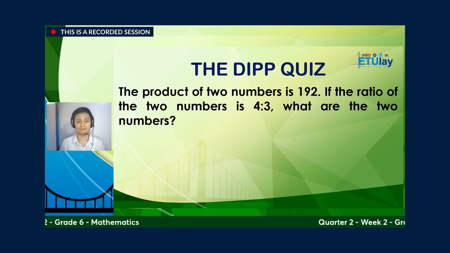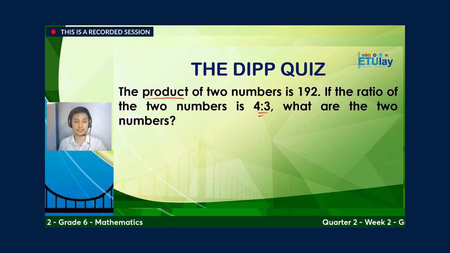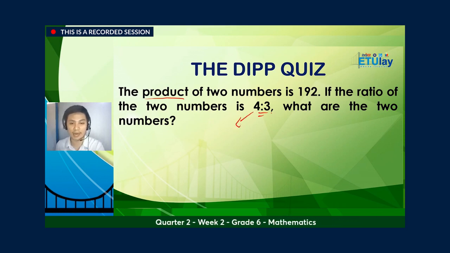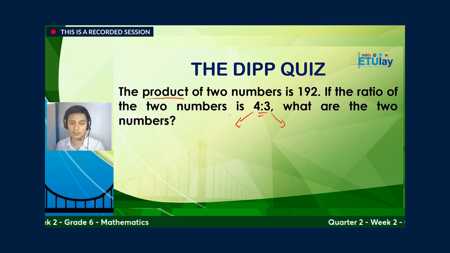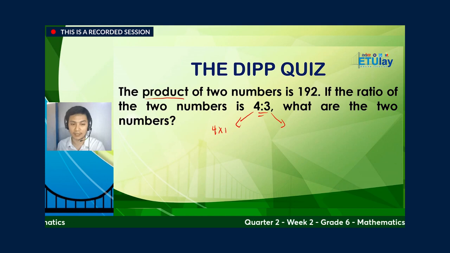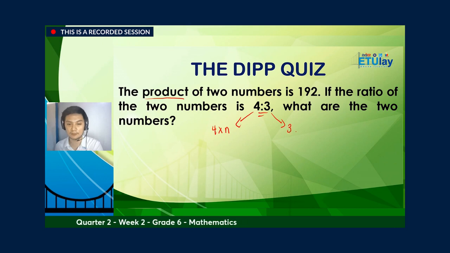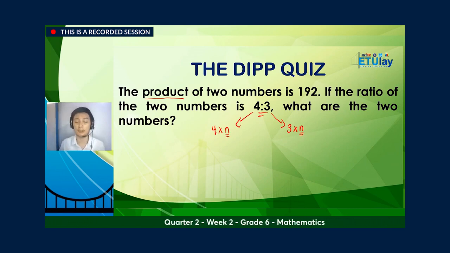Huling problem na. The product of two numbers is 192. Ayan, product naman ang binigay. If the ratio of the two numbers is 4 is to 3 or 4 units to 3 units, what are the two numbers? Ayan. So again, using this ratio as our guide, we will represent the two numbers involved in this problem. So, ibig sabihin ng 4 units na yan ay 4 times n, where n represents the value of 1 unit in this ratio. Whereas 3, okay, shall lead us to the expression 3 times n, where n nga, okay, is the same variable we used earlier to represent the value of 1 unit.